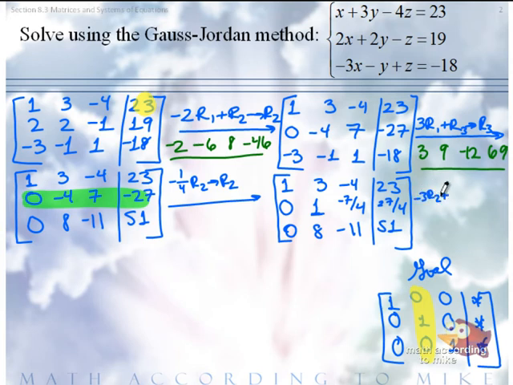Yep. Good. Good. The enthusiasm is infectious. What, pray tell, is negative 3 times row 2 look like? 0. Yep. 21/4. Negative 81/4.